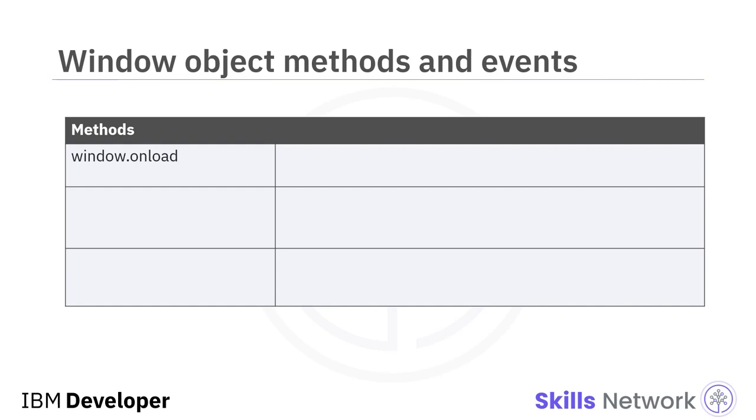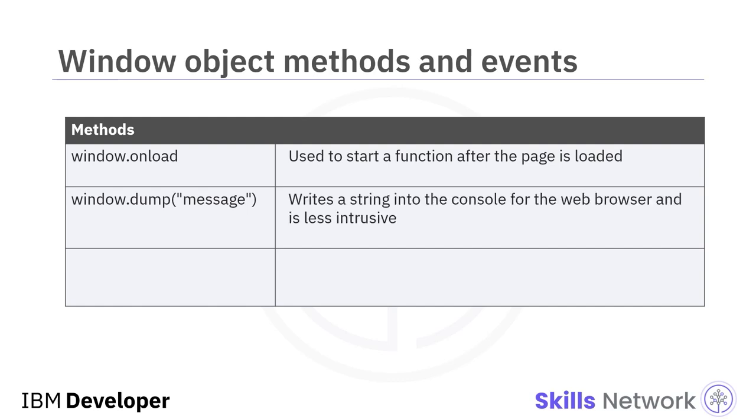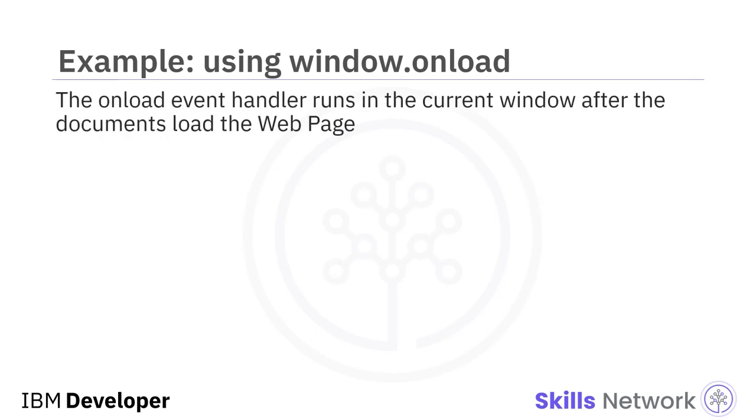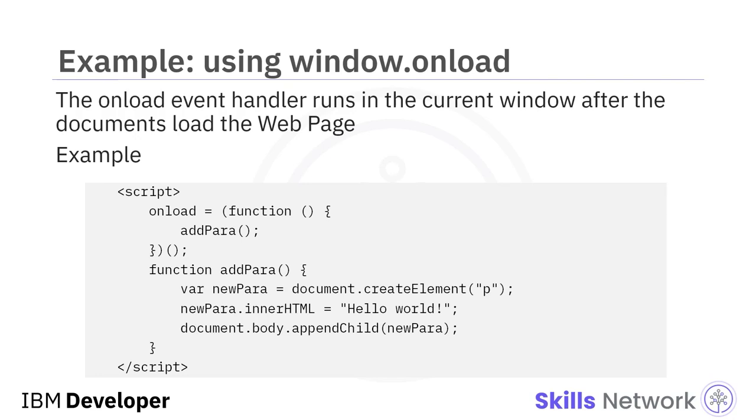The window.onload function can be used to start a function after the page is loaded. The function window.dump message writes a string into the console for the web browser. The dump function is a less intrusive way to display diagnostic information than the alert method. Finally, window.scrollTo, x value, y value, scrolls the web browser to a particular set of coordinates on a page. The onload event handler runs in the current window after the document loads the web page. In this example, the onload event causes an anonymous function to run. This function, in turn, runs the function addPara.